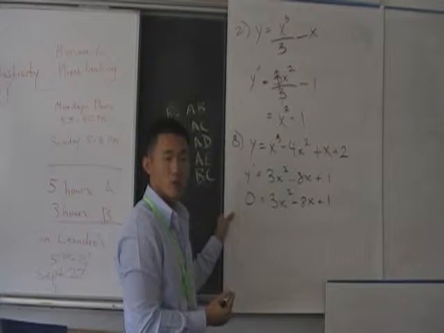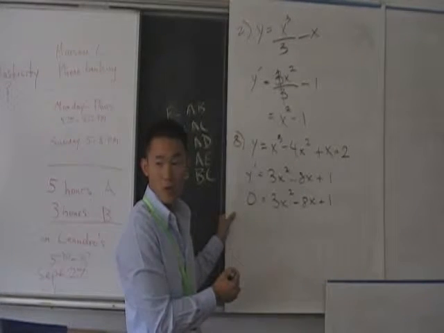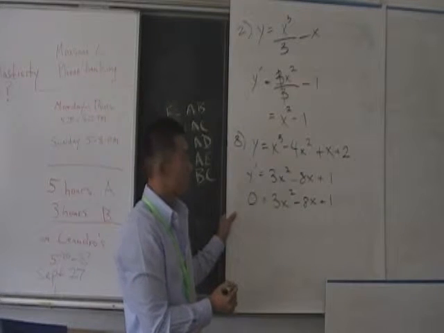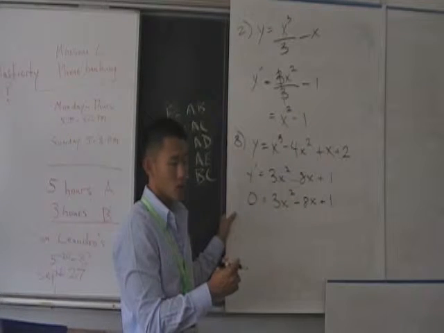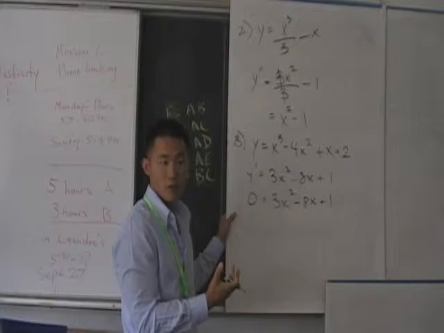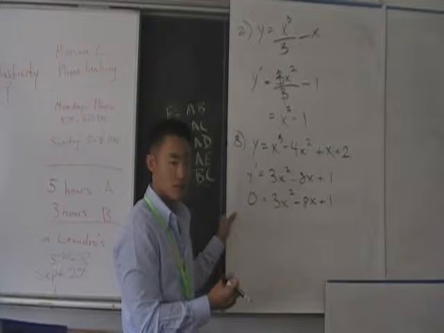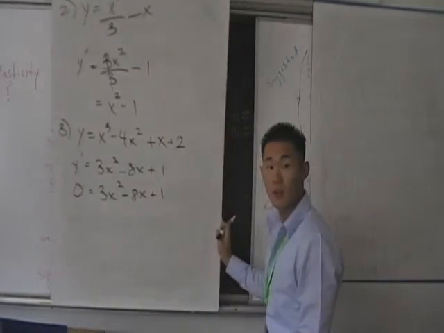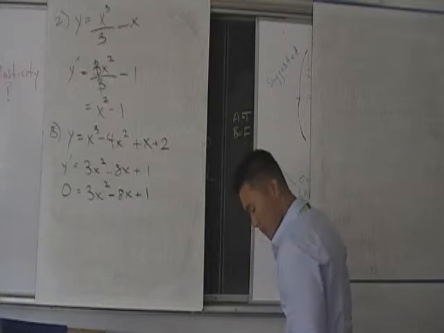Is this factorable? No. Yes. Wait. Oh no, is it? No. No. Alright, if it's not factorable, then how can you solve for x here? Quadratic formula. Alright, so hopefully you guys have the quadratic formula memorized. Negative b plus or minus square root of b squared minus 4ac over 2a.